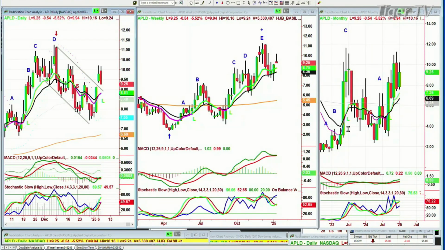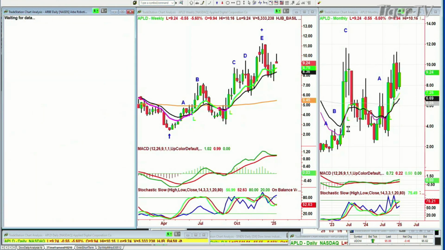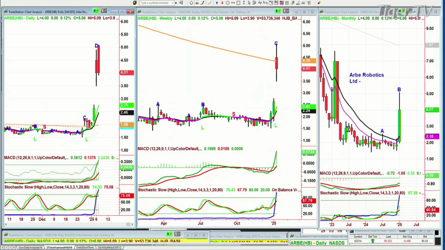What was the other one? Oh, RB. I saw this recently. This is ARBE Robotics Limited. It had a big move up today, and then it pulled back from the 5.09 level. It's at 4. This is a big percentage pullback. But it was yesterday at 4.0, so it actually had a huge move intraday. So this is RB Robotics.